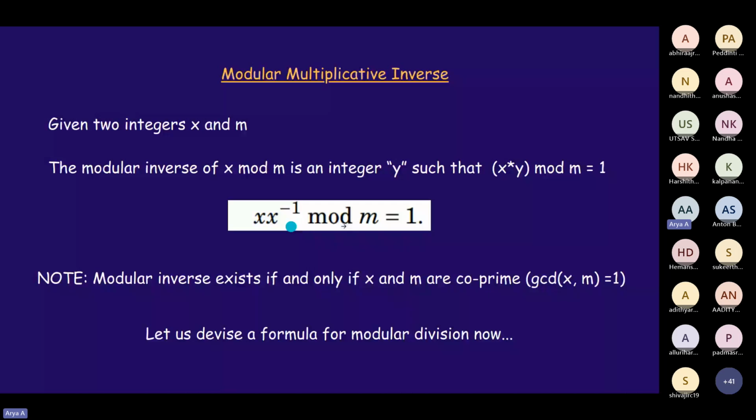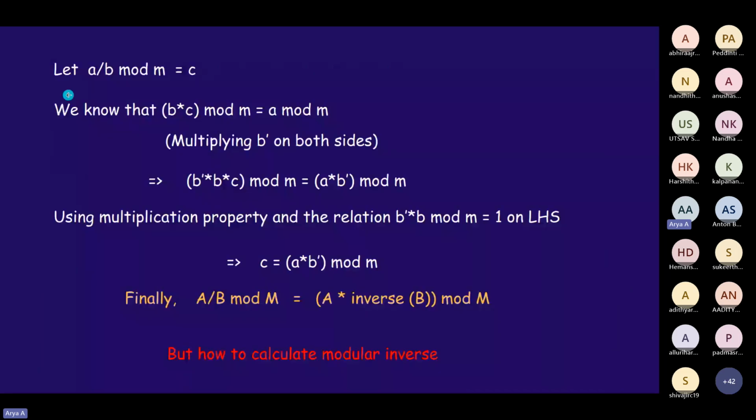Now, let us try to create a formula for modular division. All right, let us start with this statement. Let a by b mod m equal to c. Let us say that the answer is c only. We'll try to give an expression for c, and with that we'll get a formula for modular division. Now we know that b into c mod m is a mod m. This is basically the task. Once I know that the answer is c, I know that this is true.